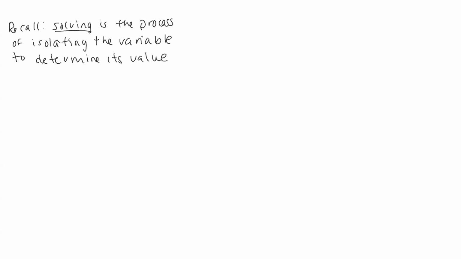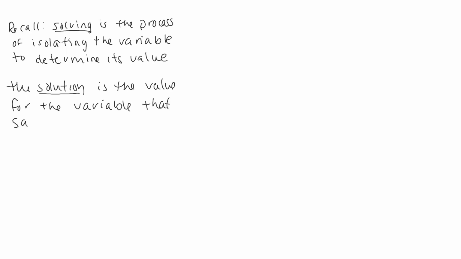So when we're isolating the variable, basically think undo. How can we undo what has happened to that variable? We then get to the solution. Let me put the solution. So the solution is the value for the variable that satisfies the equation.